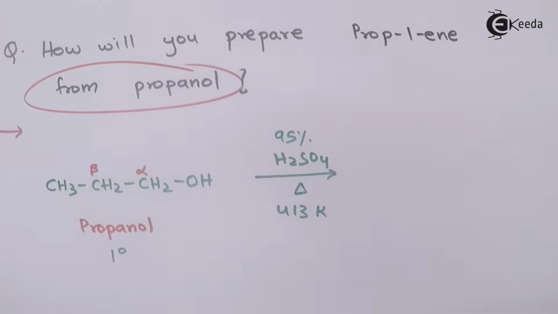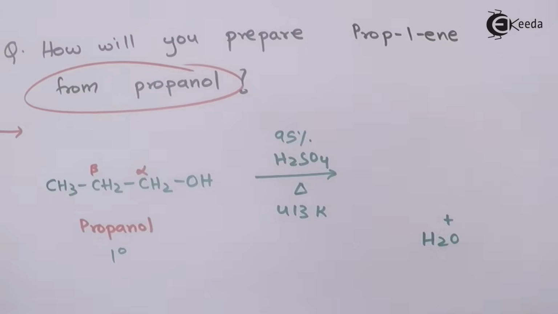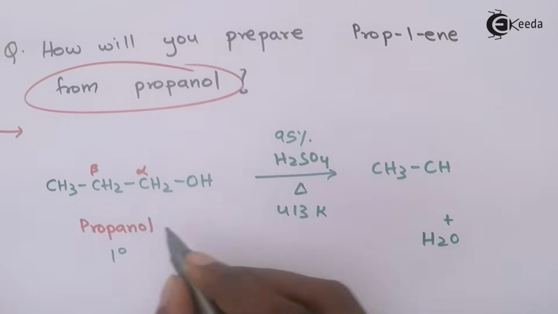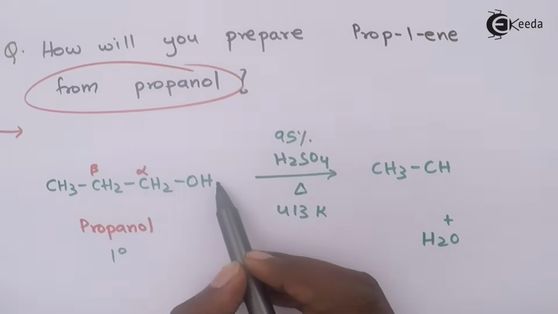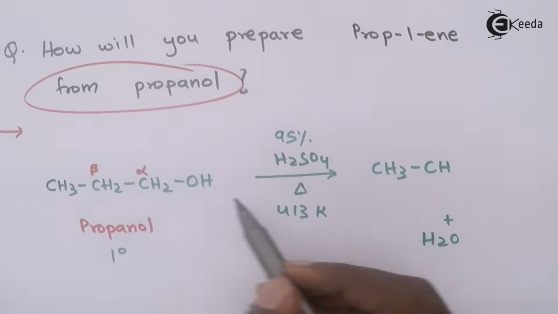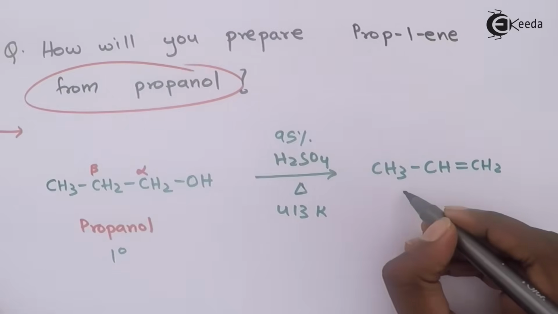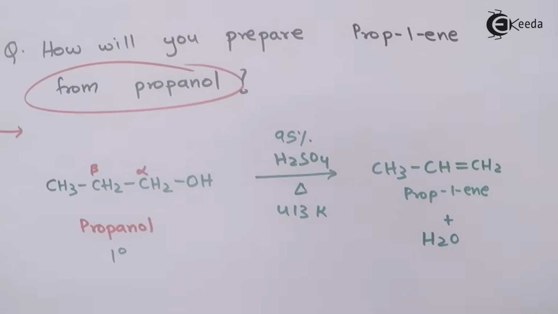So the product that we get is by removal of H2O and by the formation of CH3CH, because one H has been removed from here, and this OH is also removed, so the only thing left is the double bond CH2, which is known as prop-1-ene. So this is how we can convert a propanol to prop-1-ene. This is how the question would be asked.